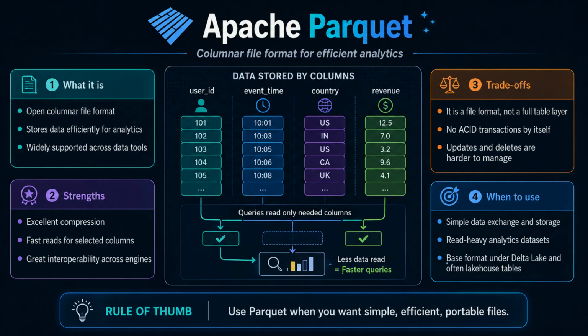However, Parquet by itself is only a file format. It is not a full table management layer. It does not provide ACID transactions by itself. It does not automatically manage updates, deletes, schema evolution, or table versions as a complete table system. If you only write raw Parquet files, handling updates and deletes can become complicated. This is why tools like Delta Lake and Apache Iceberg exist. They often use Parquet data files underneath, but they add a table layer with metadata and reliability. The rule of thumb is, use Parquet when you want simple, efficient, portable files. If your use case is mostly reading and sharing analytical datasets, Parquet is a great choice.